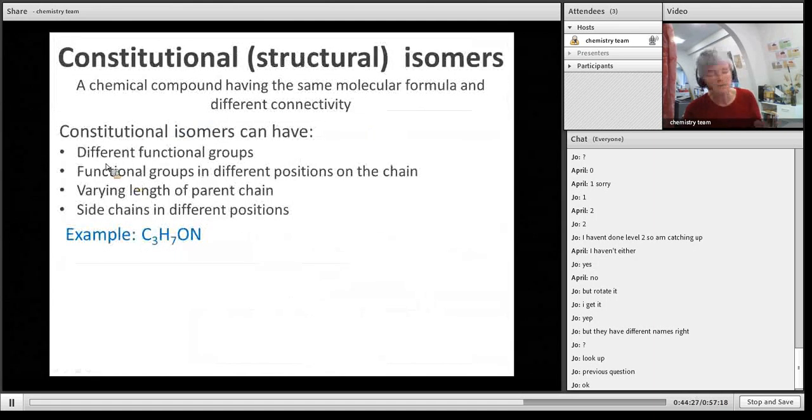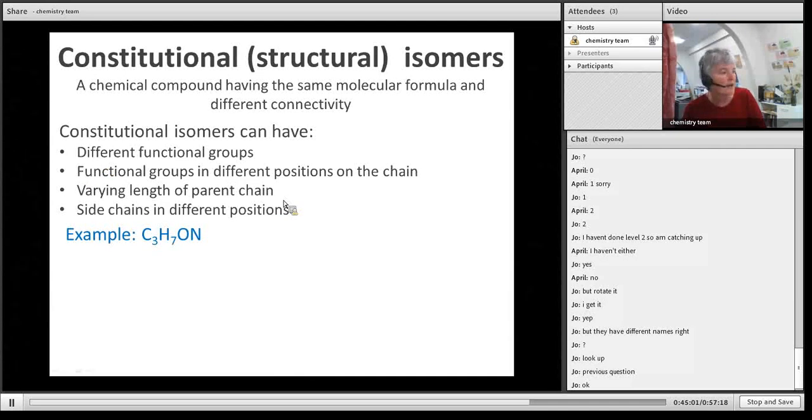When we take our atoms, we can order them in all sorts of different ways. We can change the functional group, as long as we have the same elements, of course. We can move the functional group to a different position in the chain. So the OH could be on the first carbon, or the second, or the third, or whatever. We can vary the length of the parent chain. So we can have pentane, or we could have 2-methylbutane, or 2,2-dimethylpropane.